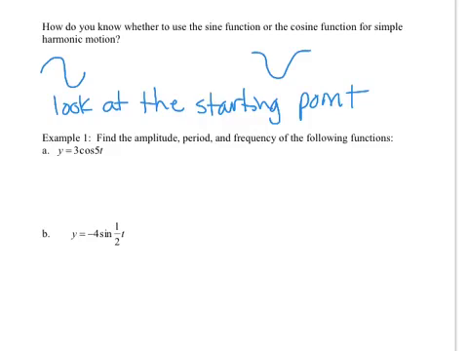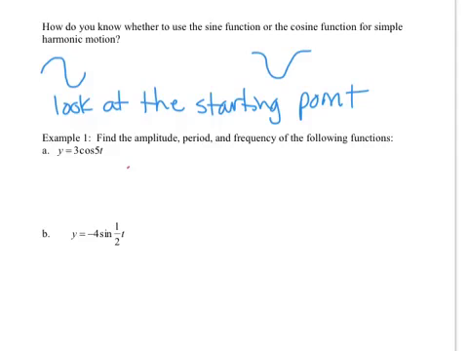Alright, so for the first part of this, we're just going to identify the amplitude, period, and frequency, and then we'll do a couple of examples, and we'll talk about some more complicated examples in class. But finding the amplitude, period, and frequency is pretty much what we did the other day. We just have to add frequency to it.